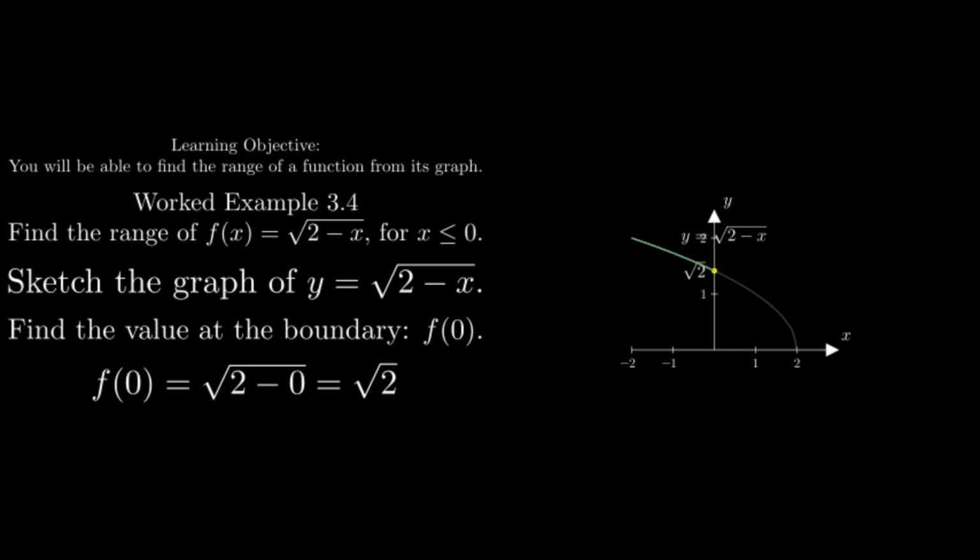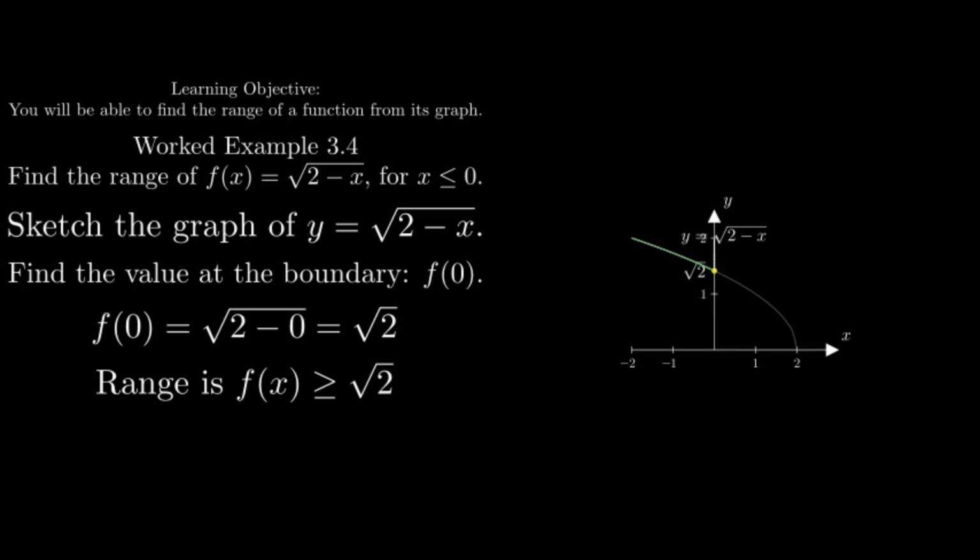As x gets more negative, the value of 2 minus x gets larger, and so does its square root. The graph goes up and up from this point. Therefore, the range, the set of all possible outputs, is all values greater than or equal to the square root of 2. We write this as f of x is greater than or equal to the square root of 2. By sketching the graph and considering the domain, we were able to clearly see the set of all possible output values, which is the range.